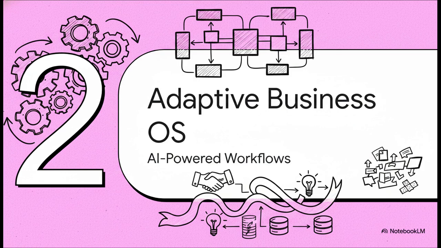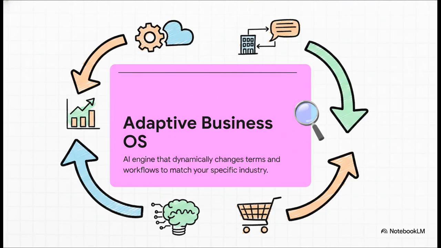Moving to Section 2, an adaptive business OS, featuring AI-powered workflows. Now here is where it gets really clever. You know how usually building a massive all-in-one tool means you end up with this confusing, cluttered dashboard that tries to be literally everything to everyone? Well, to fix that without forcing businesses to completely change how they work, they built an adaptive business OS.